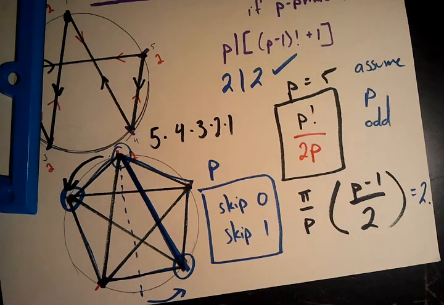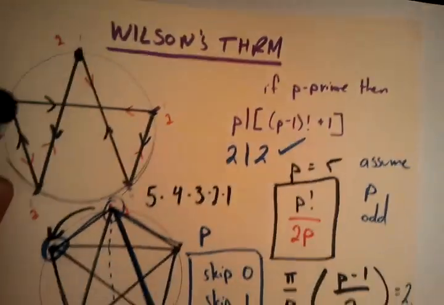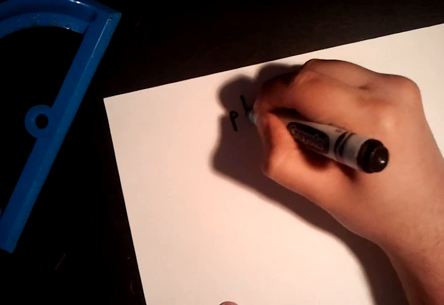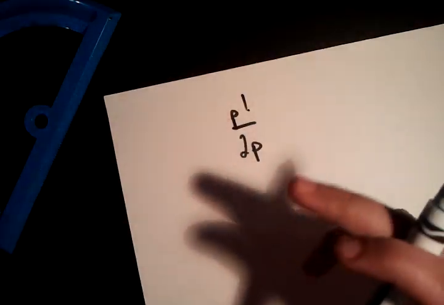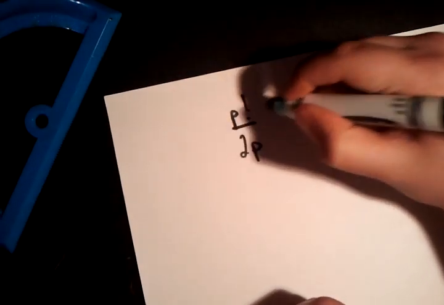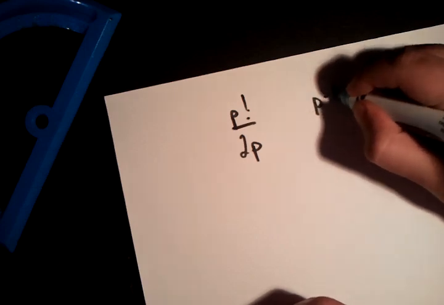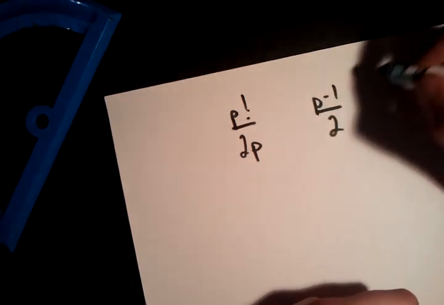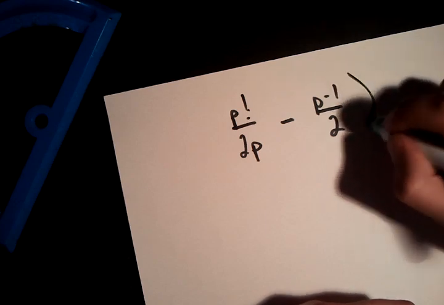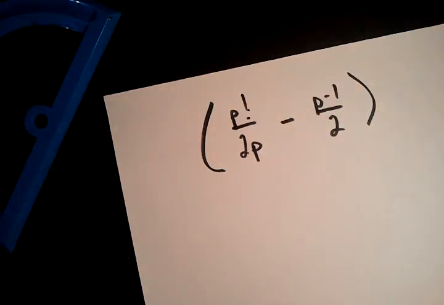So I'm going to grab another piece of paper. Now we're just going to continue with our proof. Let me just recap the facts. We know that there are p factorial over 2p total stellated polygons, and we know that p minus 1 over 2 of them are regular. So if we subtract, we get the stellated polygons that are not regular.